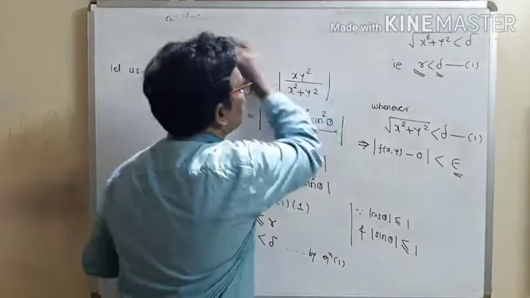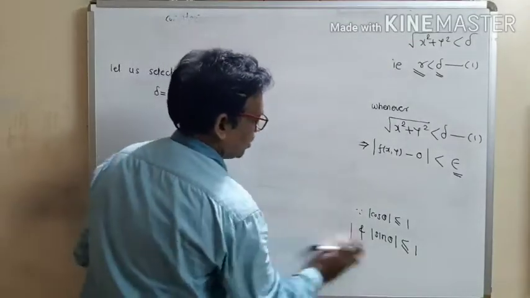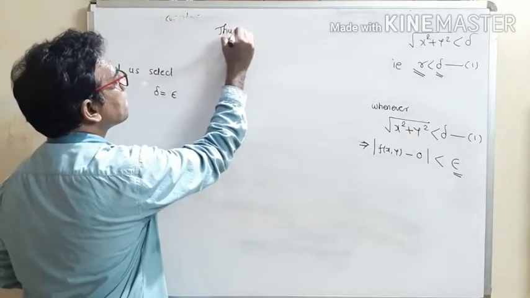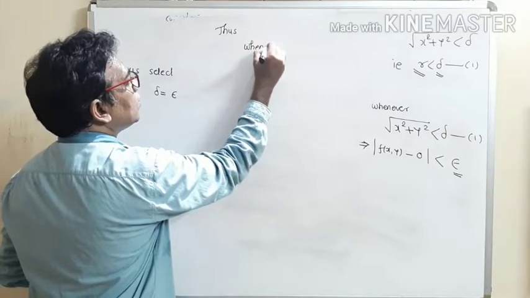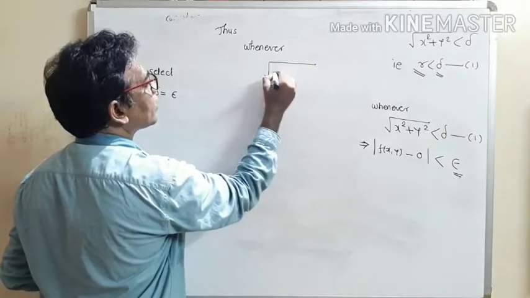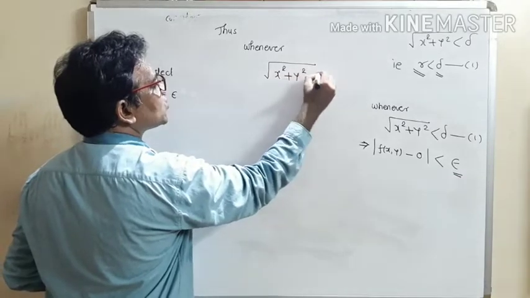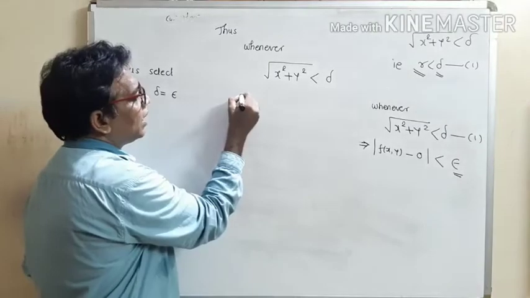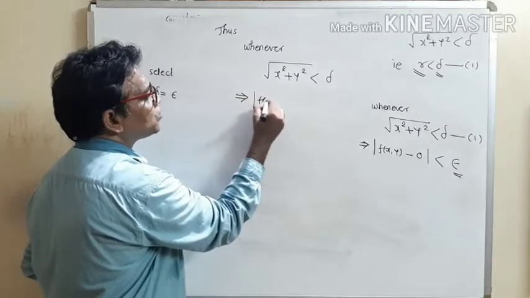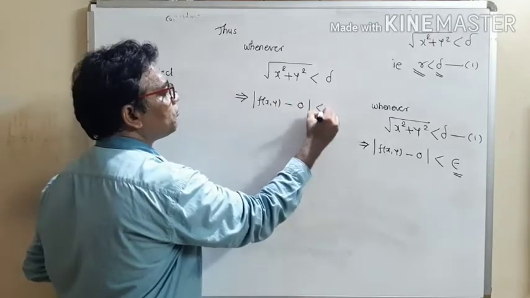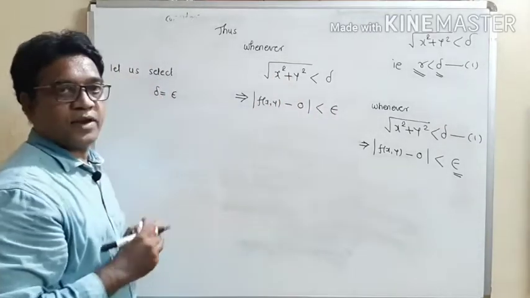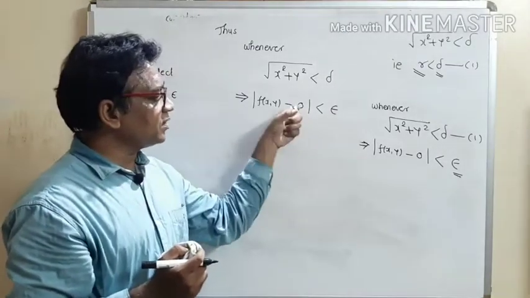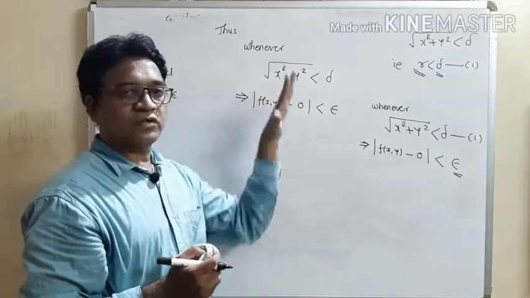So write down, thus, whenever under root x square plus y square is less than delta, this is our starting equation, and using this equation we have shown that the value of mod fxy minus 0 is less than epsilon. So according to the definition of limit, this number represents the limit of this particular function fxy.